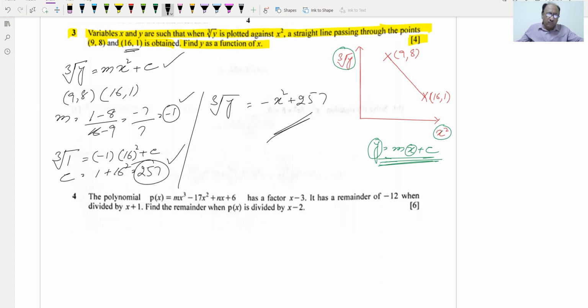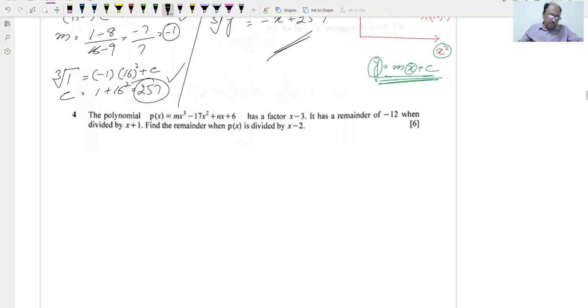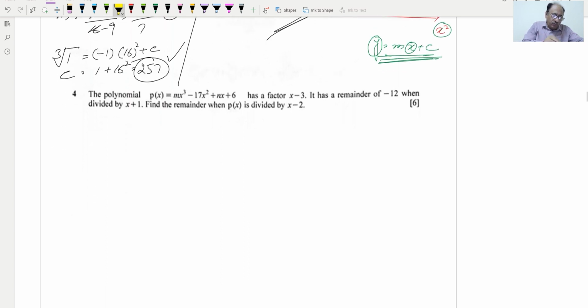This was a 4-mark question. Now question number 4 says the polynomial p of x is equal to this has a factor x minus 3. It has a remainder of minus 12 when divided by this.